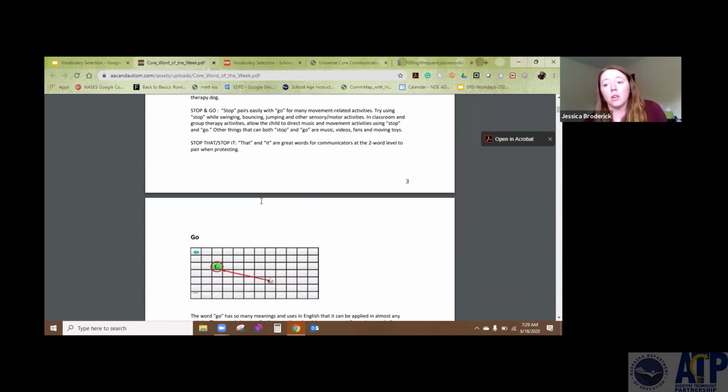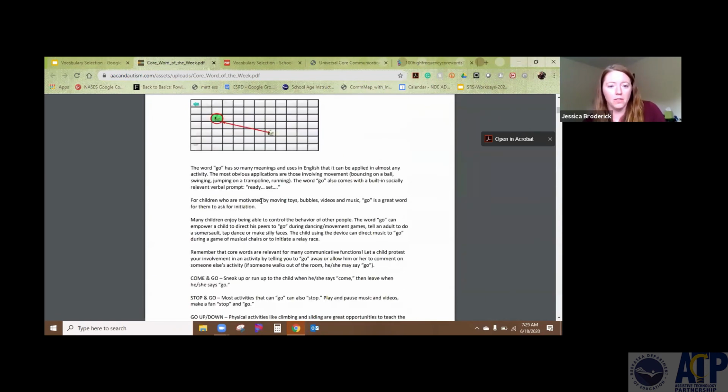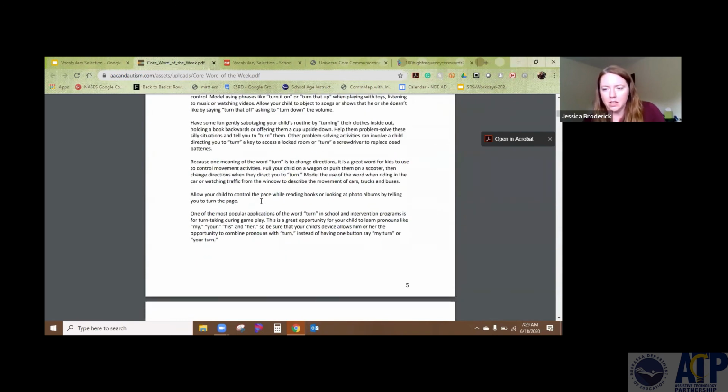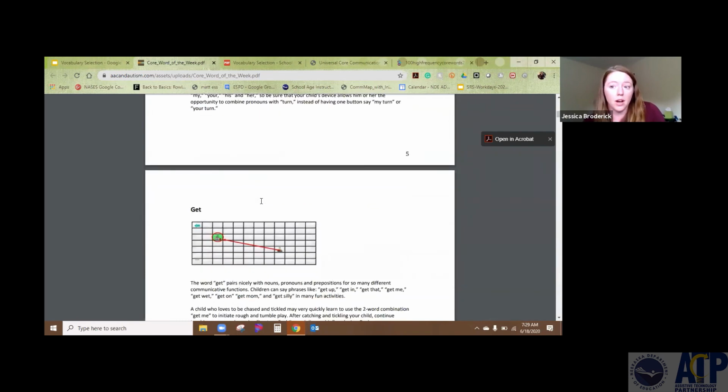So it just has beautiful information about all of these different words. There's like a page per word and gives you a lot of practical hints and strategies on how you might teach that word or how to use that word, how to prompt kids to say those words.